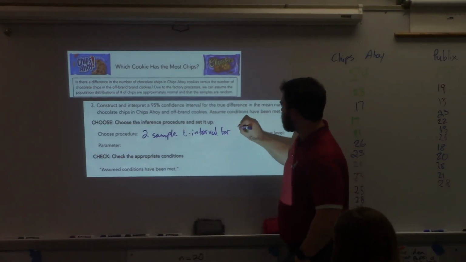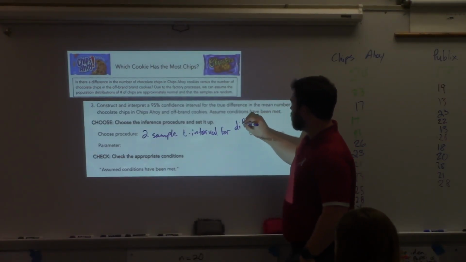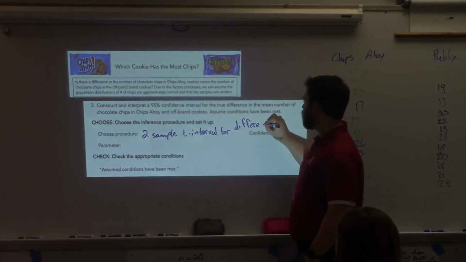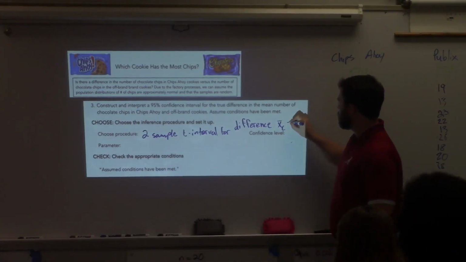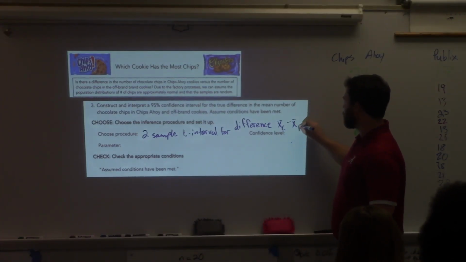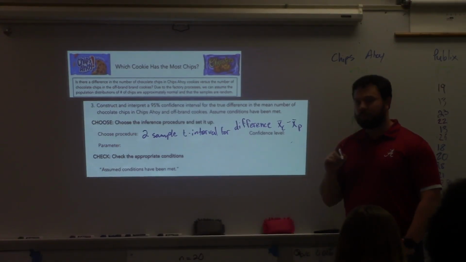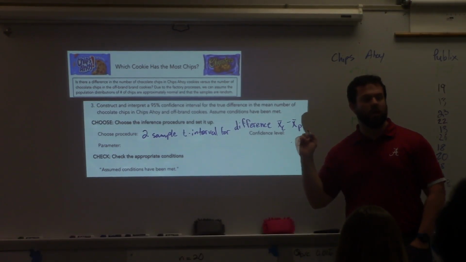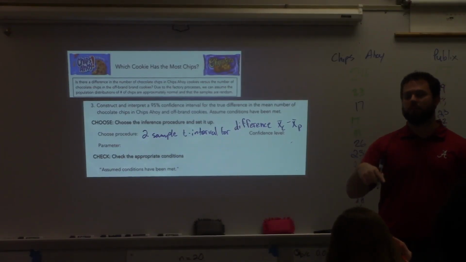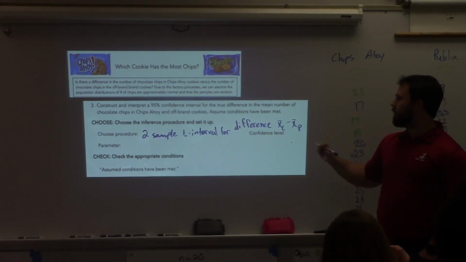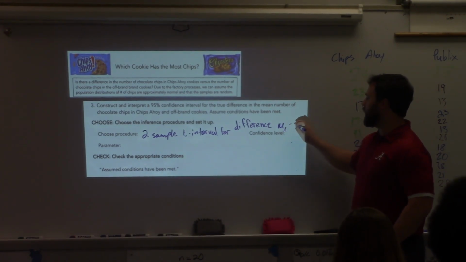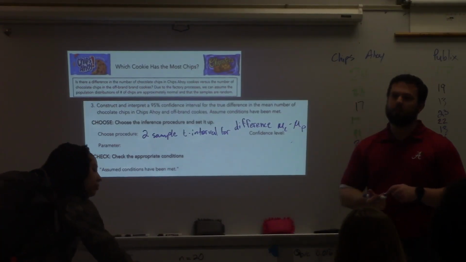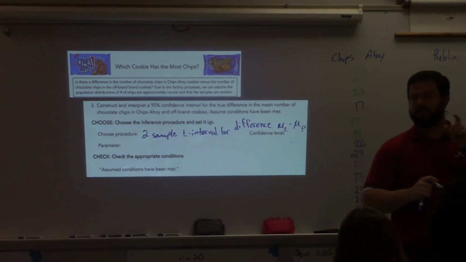I'm glad you actually said that, Charlie. Be careful. It's not going to be x bar 1 minus x bar 2. Why not? Because that's the sample. Remember, we already know the sample. What do we want to know about? Mu. So for the difference, mu sub c minus mu sub p. So it's the true difference in those populations.